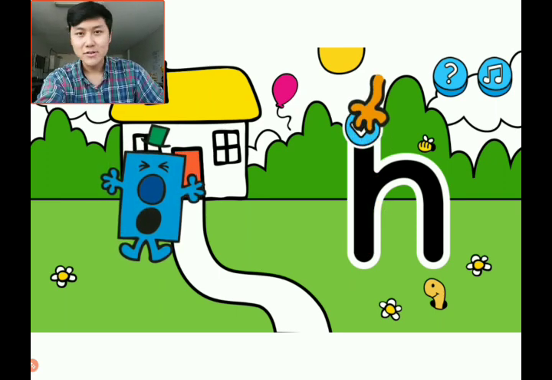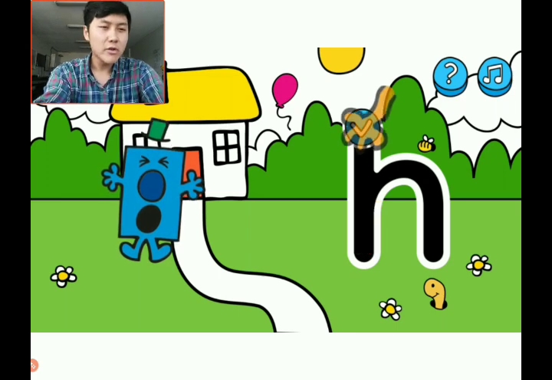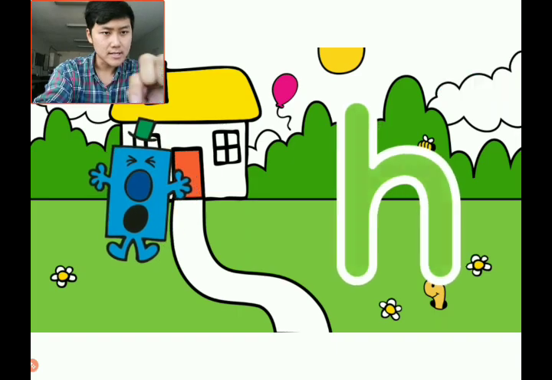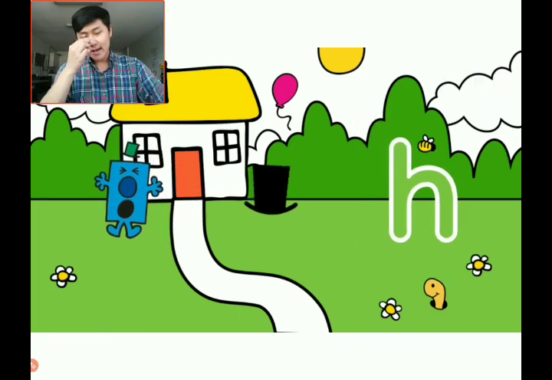So in H, you just draw one line at the bottom here, and then you do a bit of a hump down, just like this, H. And that stands for hat.